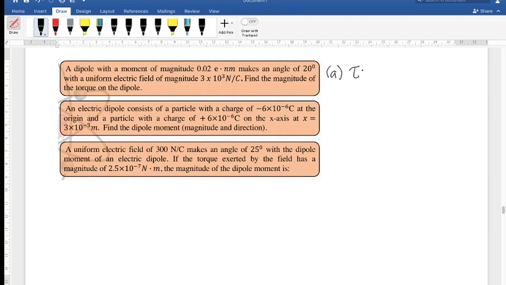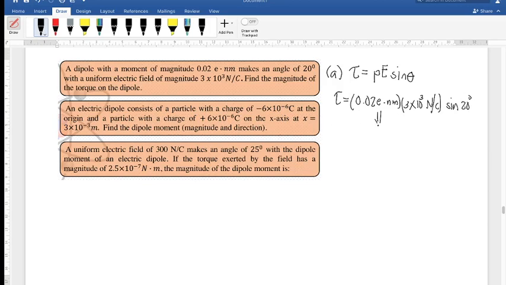problem. In our class, we know that the magnitude of torque is equal to the dipole moment times the magnitude of electric field, then the sine of the angle theta. Okay? So we just have to put all the values here. Your P is the dipole moment, which is equal to 0.02 e times nanometer. Your e here is the fundamental amount of charge. You already know that. Then E is 3 times 10 to the 3 Newton per coulomb, and then we have sine of 20 degrees.